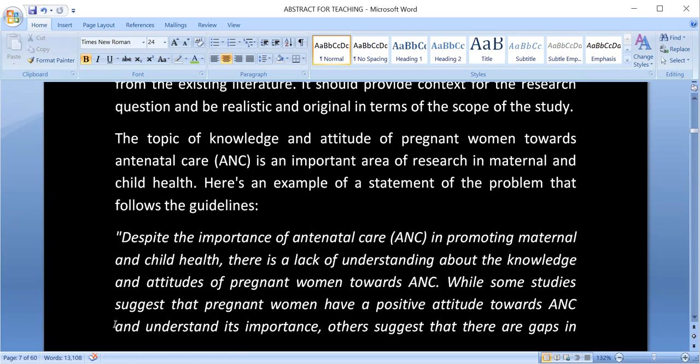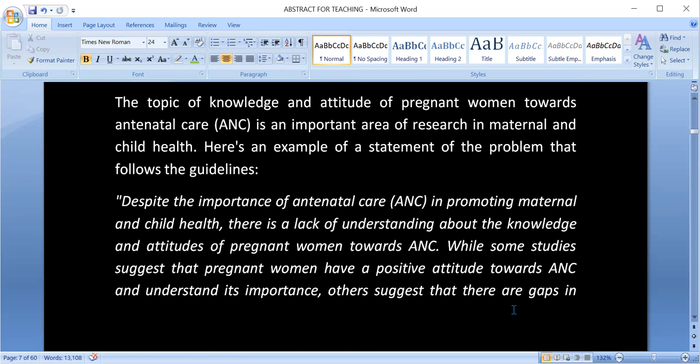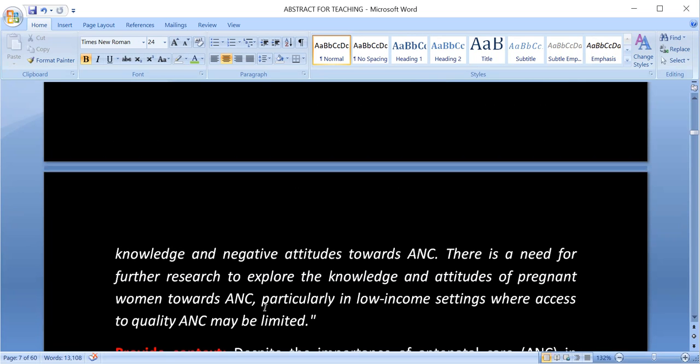While some studies suggest that pregnant women have a positive attitude towards ANC and they understand its importance, others suggest that there are gaps in knowledge and negative attitude towards ANC. You see, he's now providing supporting evidence from other literatures.